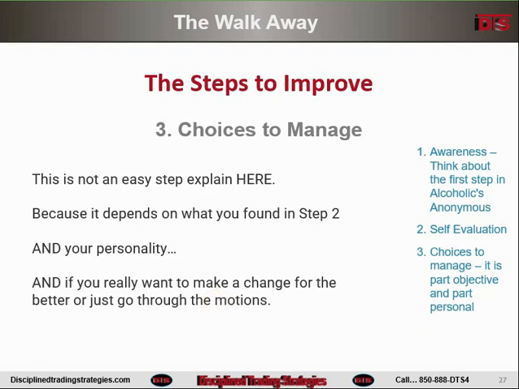Choices to manage. This is not an easy step to explain here. How do you manage? First of all, there's chart knowledge to manage. This is one of the things I go over in class. I'm not going to go through all that, but there's kind of a long process about understanding different methods you can use to split up a chart to manage things effectively in a way that you can handle psychologically. Because you have to blend it with your personality, right?